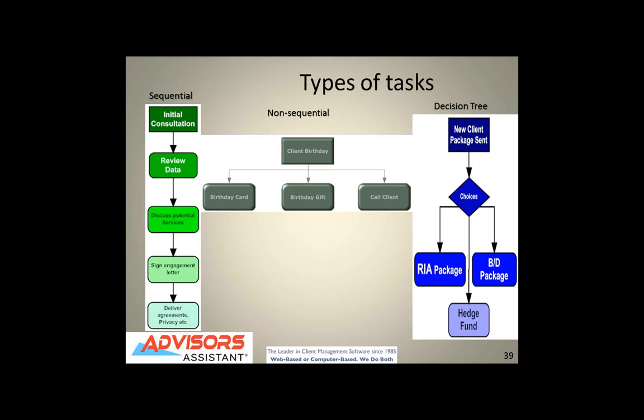Decision trees are where you're making a decision: do we send out package A, package B, or package C, and so on and so forth. So it gives you a sense as to what I'm talking about with respect to the different choices that are available in developing a workflow sequence.